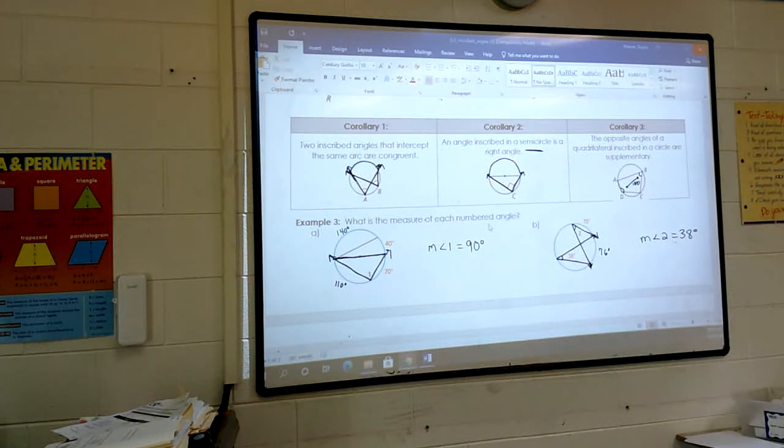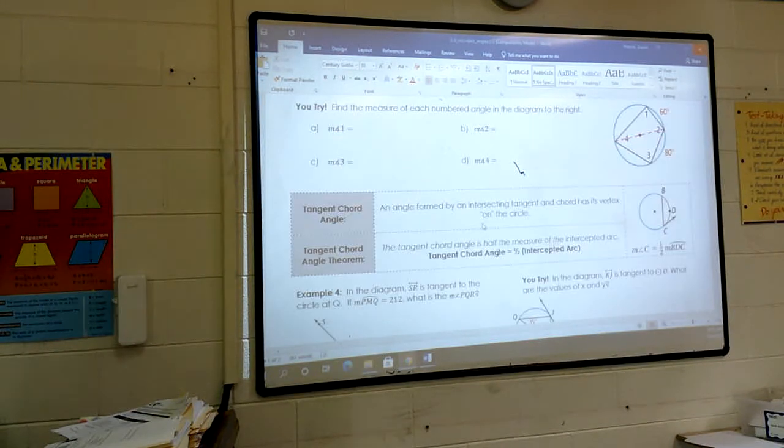So if the two sides of the angle hit the same arc, just like the angle you already have, then they've got to be equal. All right. So those on page 2, we want the measure of angle 1, angle 2, angle 3, and angle 4.